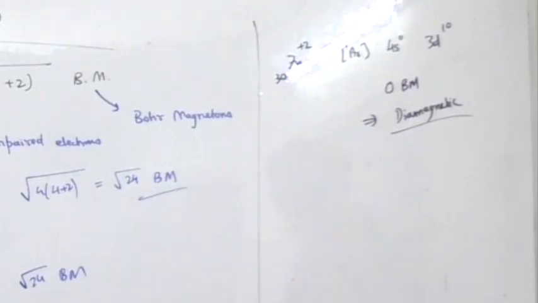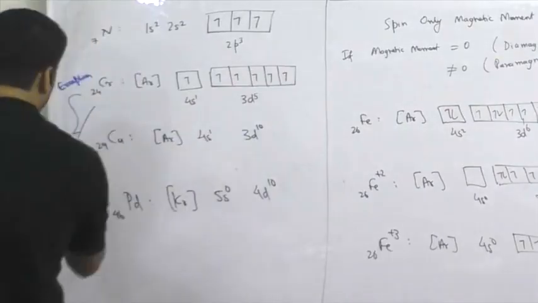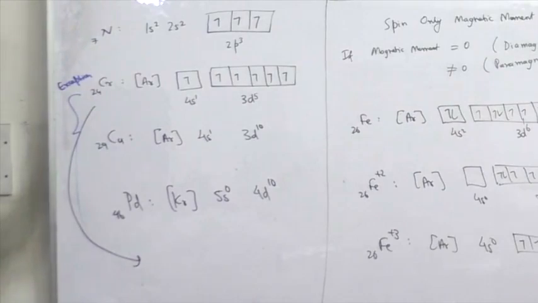Okay. Fe plus 2, Fe plus 3, Fe, they are paramagnetic, right? Very common question in school exams. What is the magnetic moment of chromium? What is the magnetic moment of chromium?